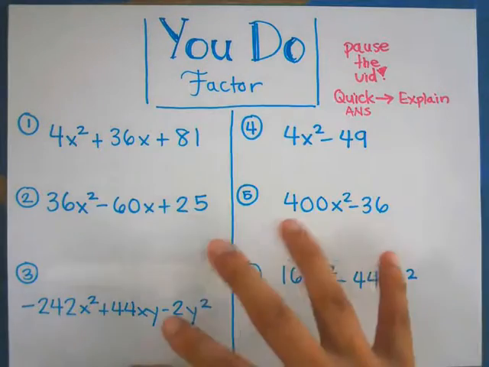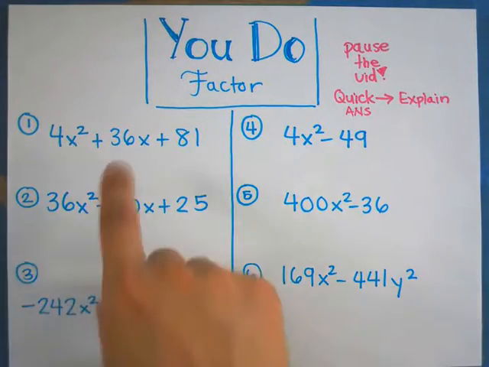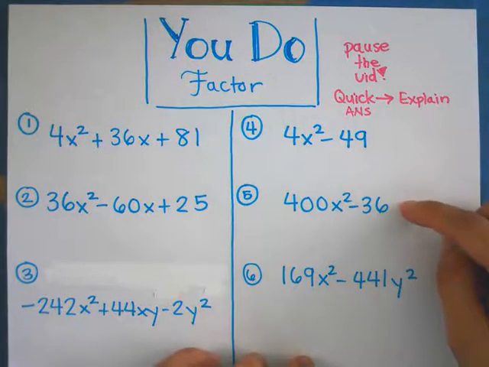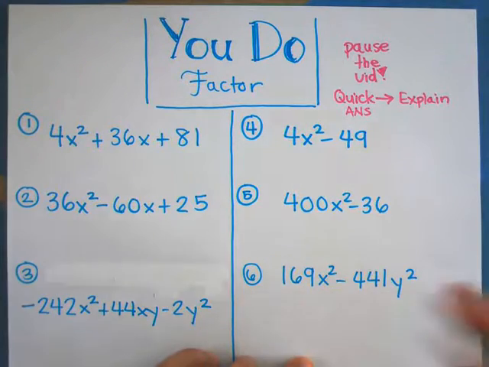Okay, so here are your you-do problems: 4x squared plus 36x plus 81. For number 2, 36x squared minus 60x plus 25. Number 3, negative 242x squared plus 44xy minus 2y squared. 4, 4x squared minus 49. And number 5, 400x squared minus 36. And this is number 6, 169x squared minus 441y squared.